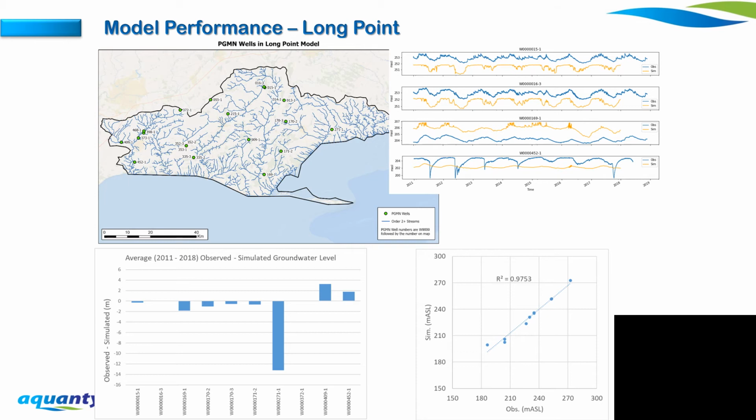And then, not that it means much, we're also showing the simulated versus observed water levels averaged over the 2011 to 2018 time interval using sea level as a datum, and we have an R squared of 0.97, but this doesn't really tell us too much about the performance of individual wells.